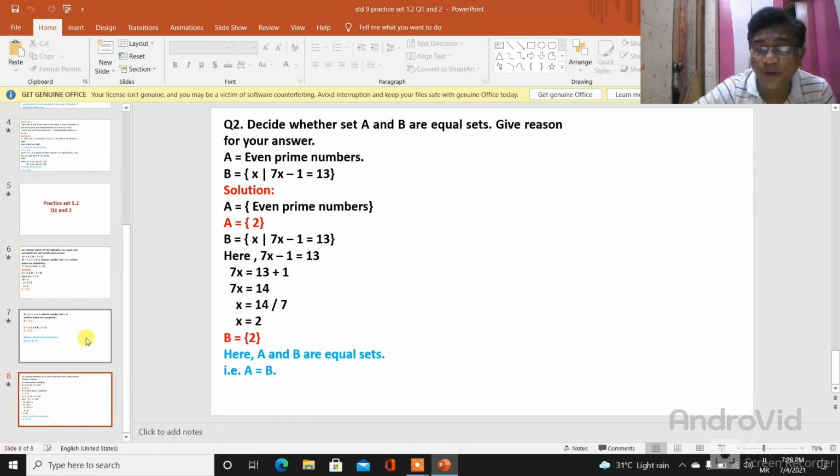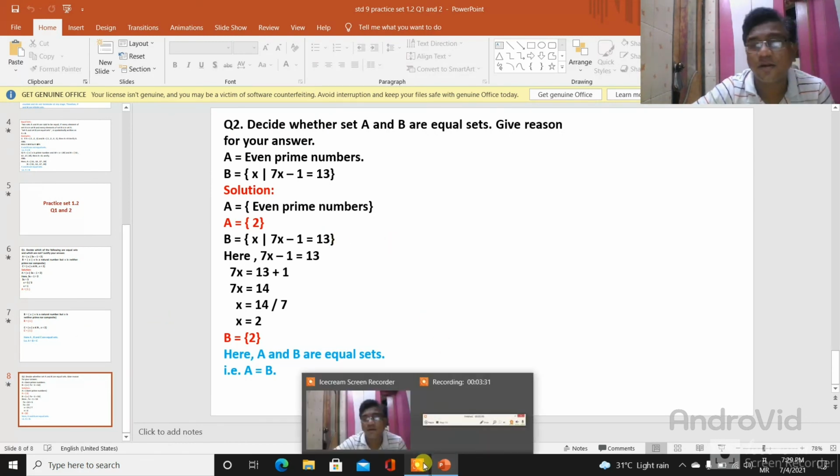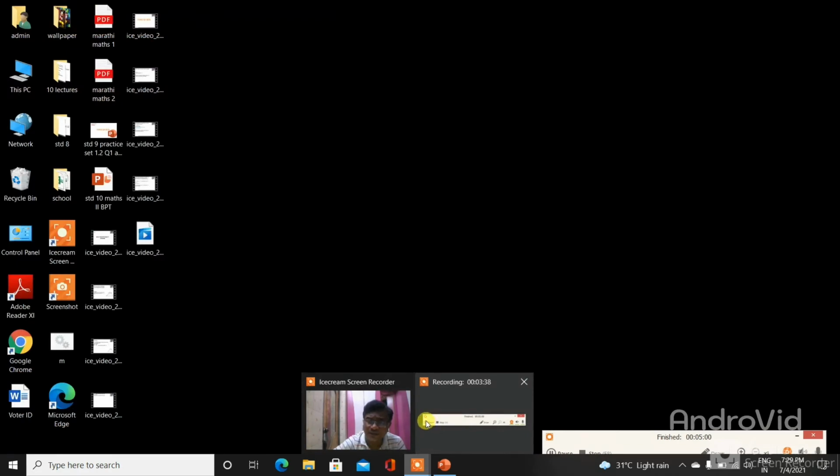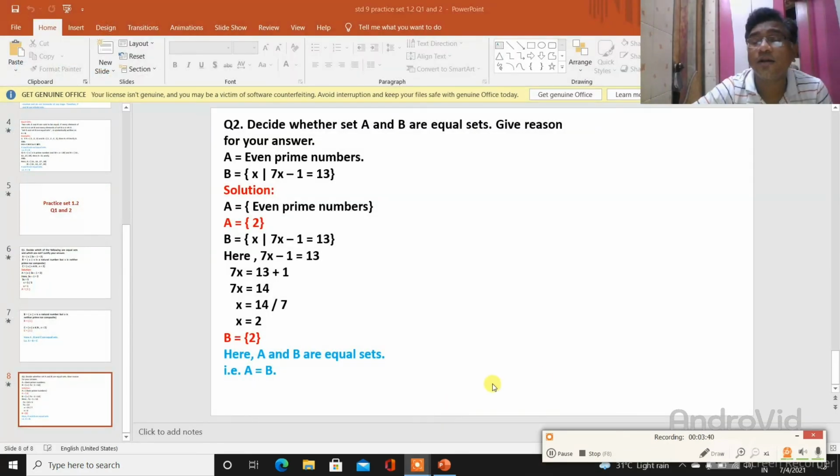So homework is only this: write the types of sets with example. And set 1.2 problem number 1.